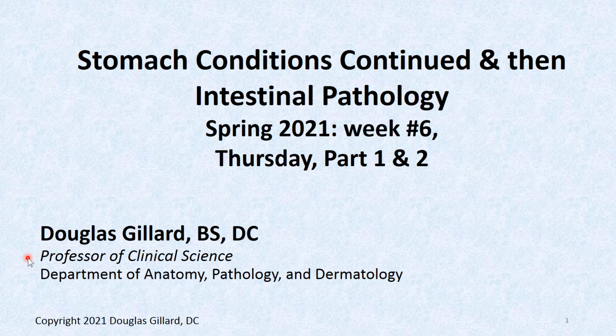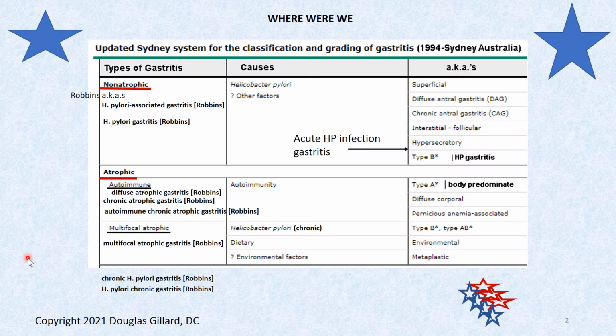It is Thursday. It is week 6. It is the big GI/GU lecture. We're going to finish stomach conditions and then we're going to get into some intestinal pathology, specifically small bowel obstruction and its sequelae today. So here we go.